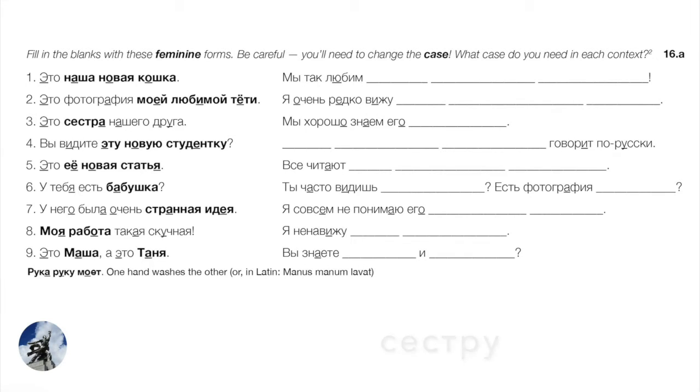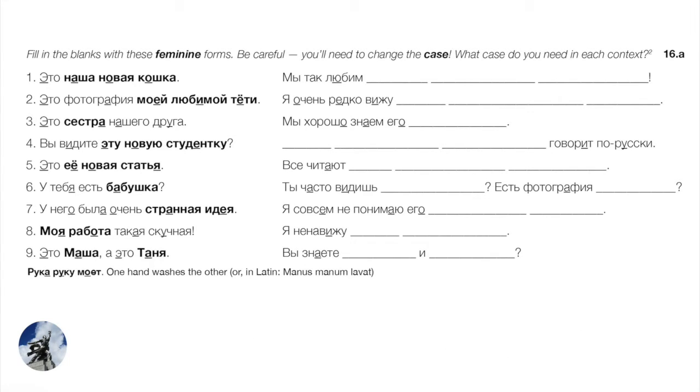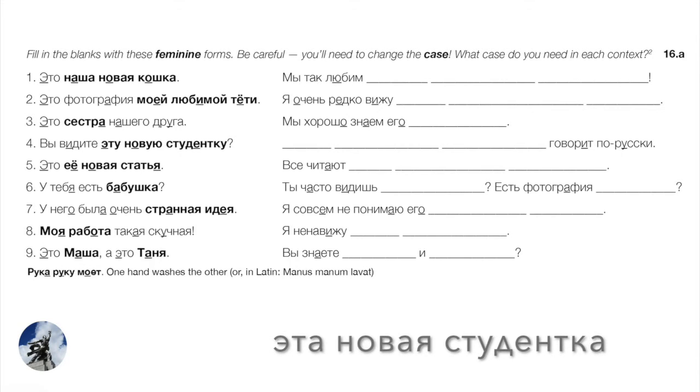Okay, number four. Вы видите эту новую студентку? Okay, what are we dealing with here? Well, it looks like the accusative to me, right? Okay, so again, we could recover the nominative working backwards, where у is going to switch to а. That would be эта новая студентка, right? That's our nominative form. And let's see what we need in the second sentence. Blank, blank, blank, говорит по-русски, right? Speaks in Russian. Okay, it looks like we need a subject, right? That verb needs a subject. So we use the nominative: «Эта новая студентка говорит по-русски».